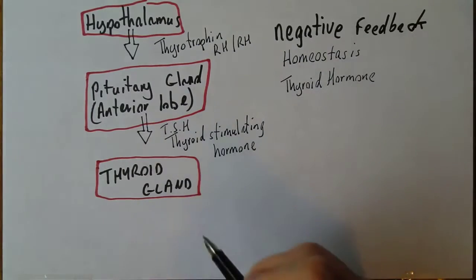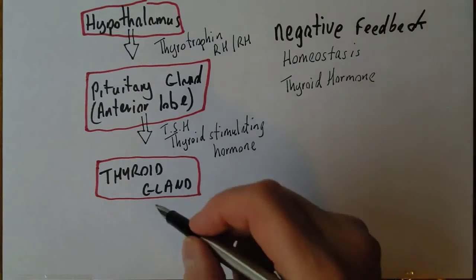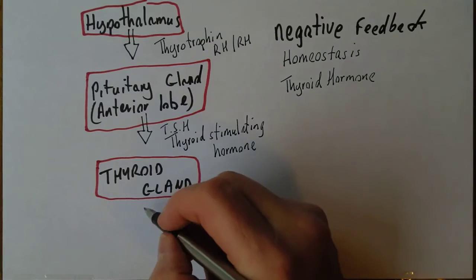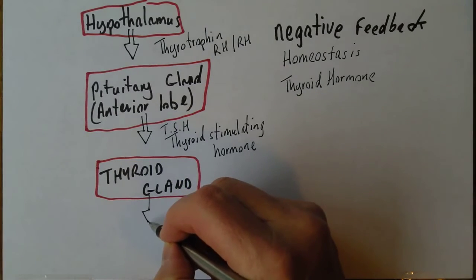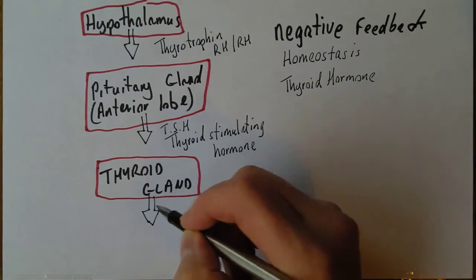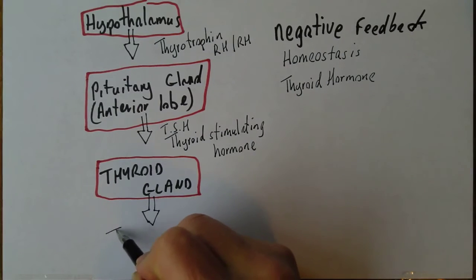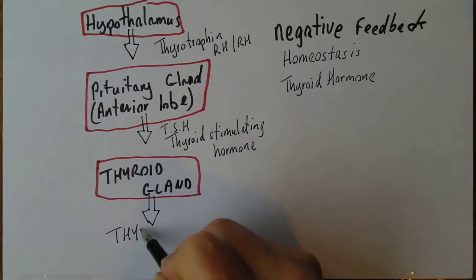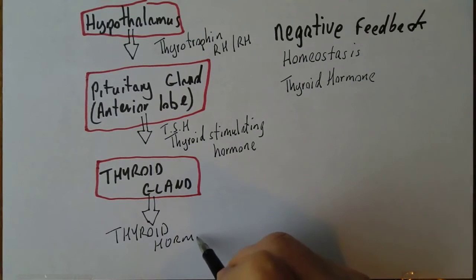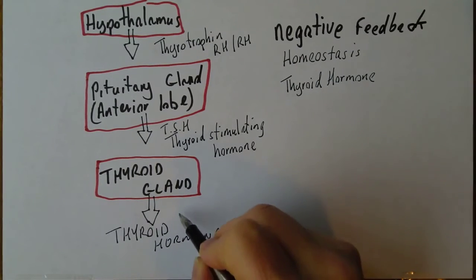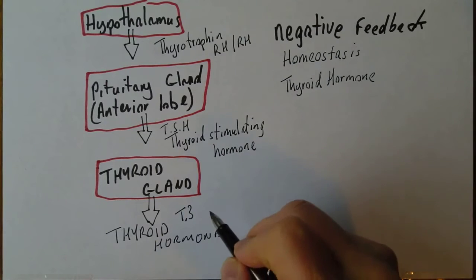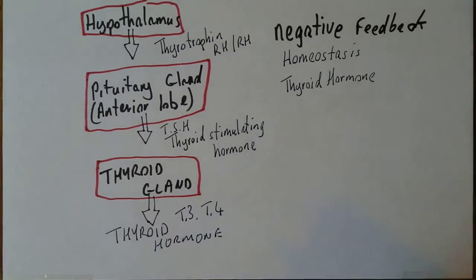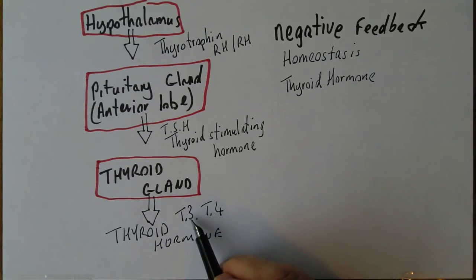And the thyroid stimulating hormone will stimulate the thyroid gland, and as a result the thyroid gland will produce more thyroid hormone. And that comes in the form of T3, triiodothyronine, and T4. The difference is the amount of iodine. That's got 3 atoms of iodine, that's got 4 atoms of iodine.